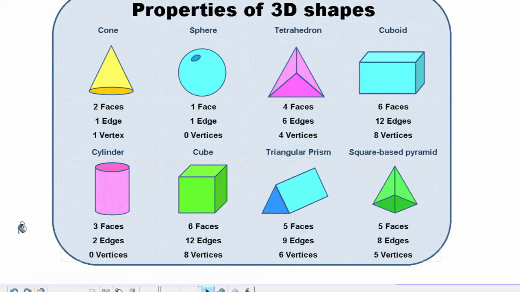Okay, so there's everything in a bite-sized chunk about 3D shapes you need to know. Remember, we didn't mention cone. That's like a traffic cone or an ice cream cone. A sphere is like a ball. A tetrahedron is a pyramid with a triangle on the bottom.